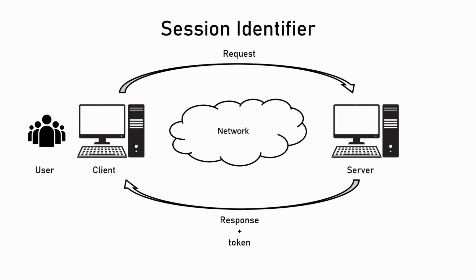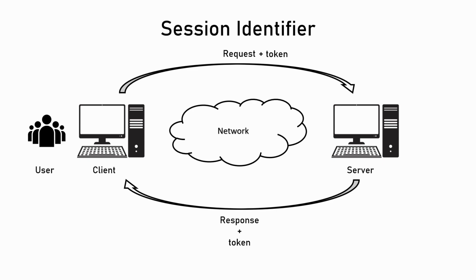The client, having received this token, while making any new request, appends this token along with its request message. So when the server receives this token along with the request message, it knows that, oh, okay, this is a client that I have already served in the past, and I can identify him by using this token.